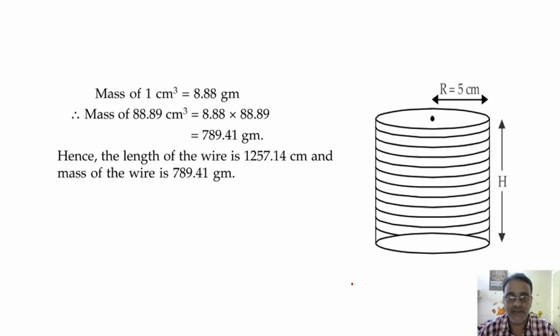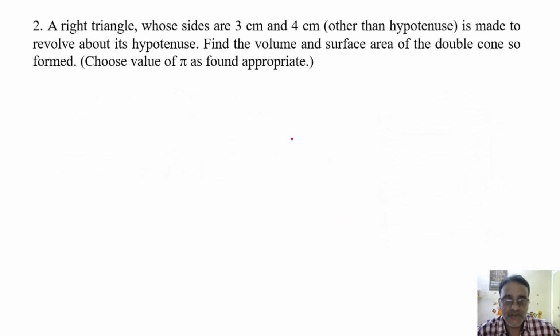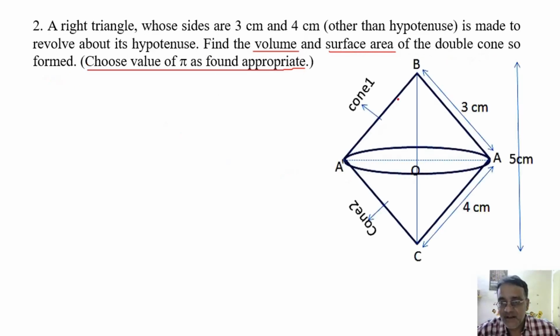We'll move towards the next question. Question number 2. See here it is given: choose the value of pi as found appropriate. We have to find the volume and surface area. Let us read the question. A right triangle whose sides are 3 cm and 4 cm, other than the hypotenuse, is made to revolve about its hypotenuse. Find the volume and the surface area of the double cone so formed. See this figure. This is right angle at A.